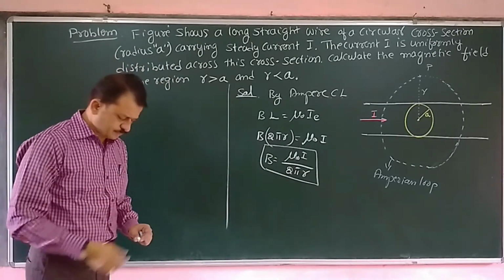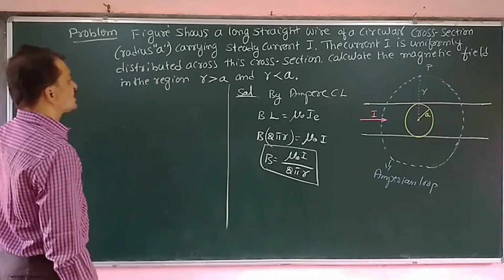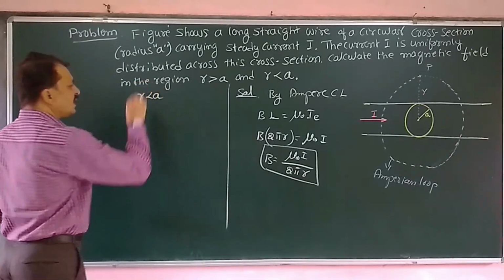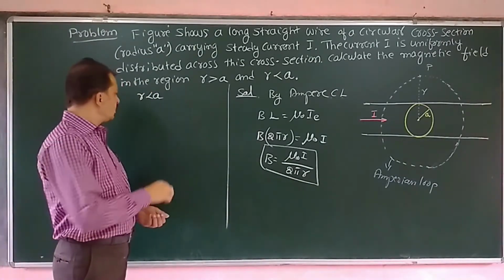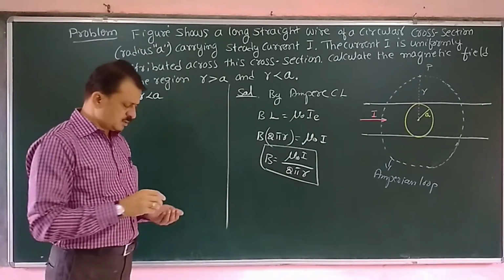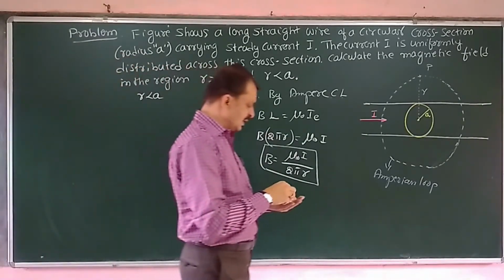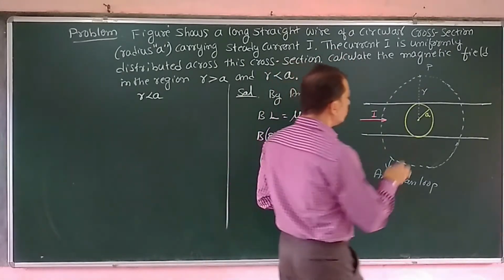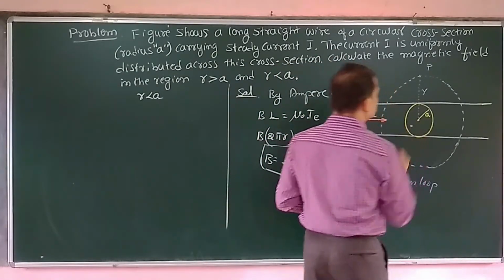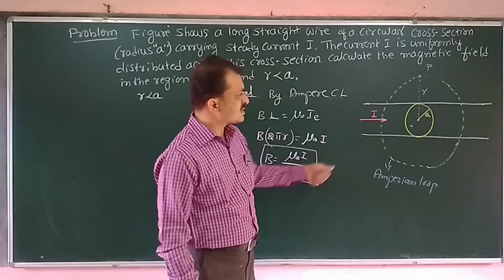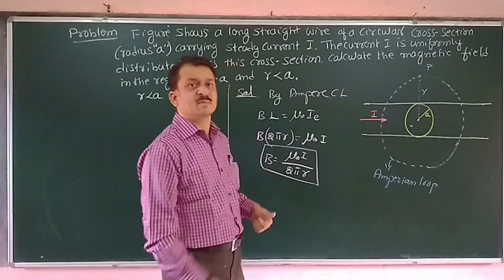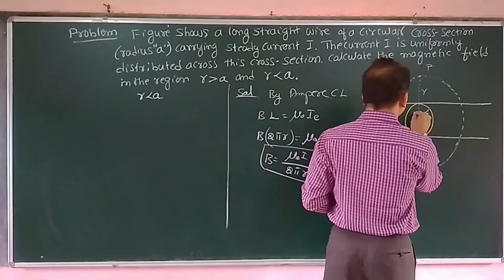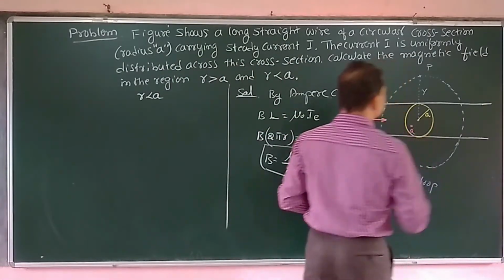The first case. Now come to the second case, for region r less than a. The meaning is very simple. Now we are considering a point Q, some point Q at a distance small r from the center, but it is inside the wire. Now this is the point Q.